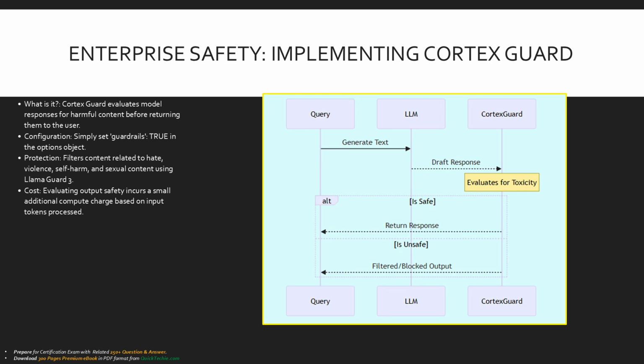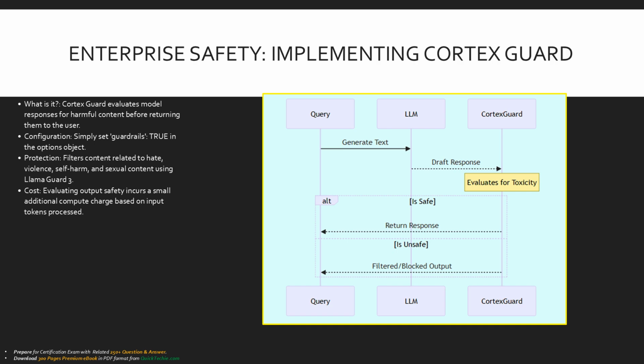When deploying AI into production, safety and brand protection are paramount. That is why Snowflake integrated Cortex Guard directly into the AI Complete function. Cortex Guard acts as an automated safety referee. To enable it, you simply set the guardrails parameter to true within your options object.